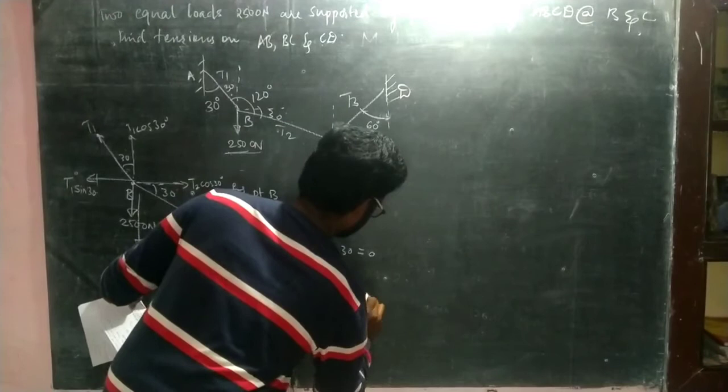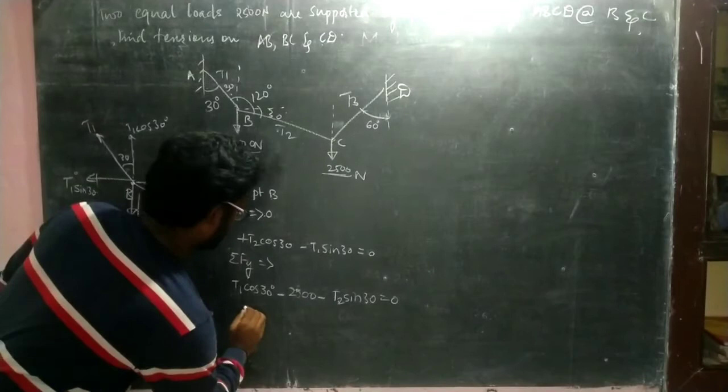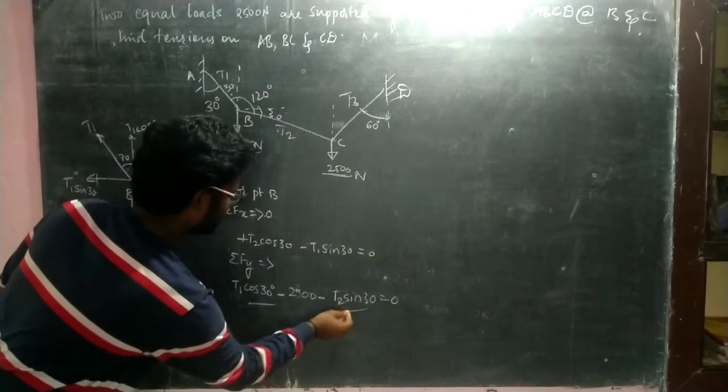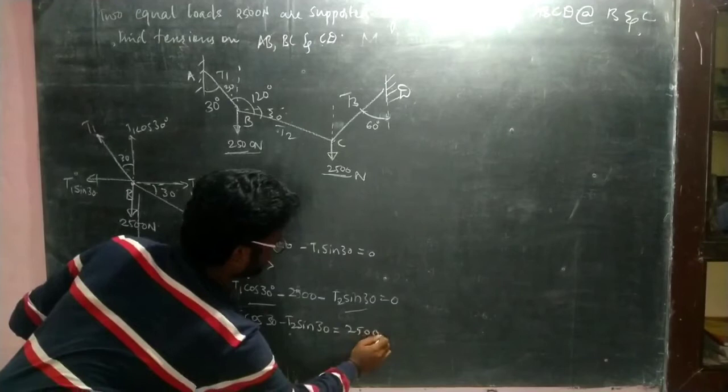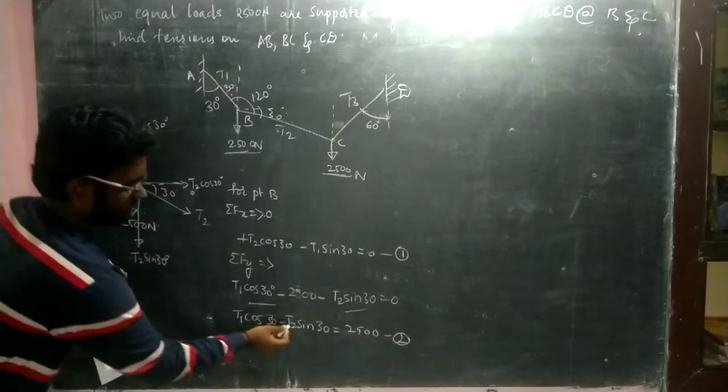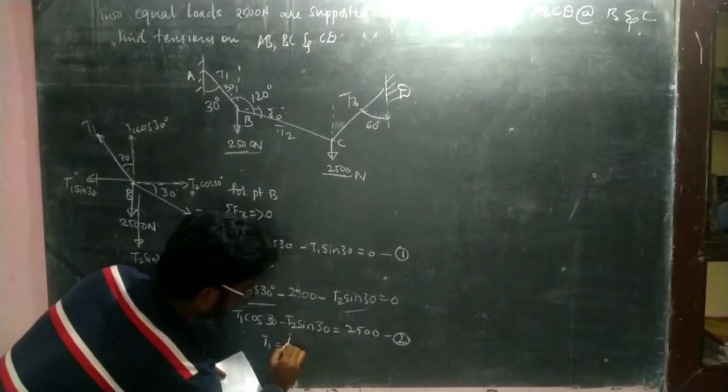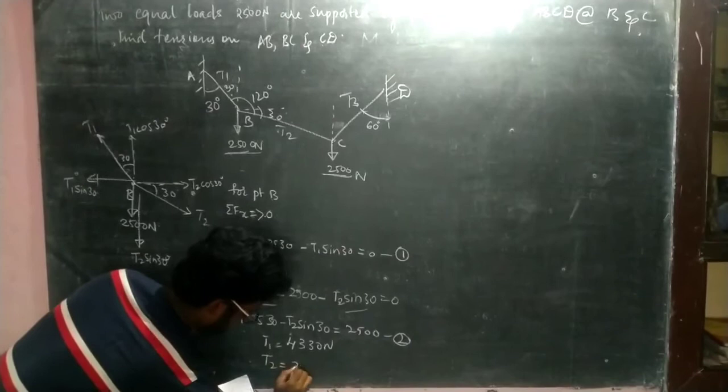So let us write it properly, cos function first and sine function second. So this becomes T1 cos 30 minus T2 sin 30 is equal to 2500. So this is our first equation and this is our second equation. On solving 1 and 2, what are we going to get? T1 is equal to 4330 newton and T2 is equal to 2500 newton. So hope you have got it till here.